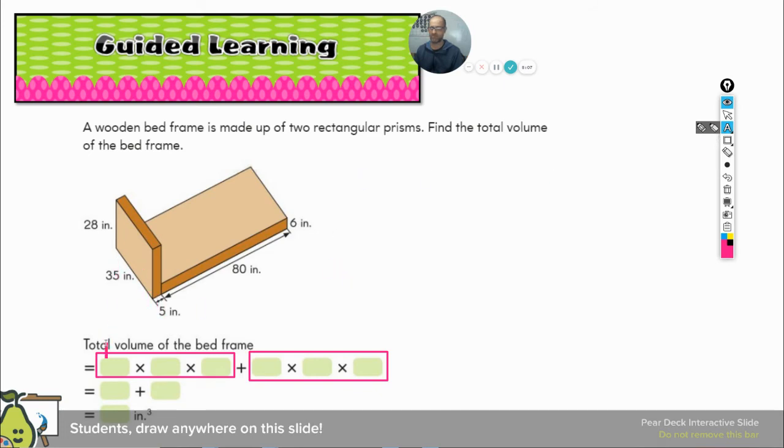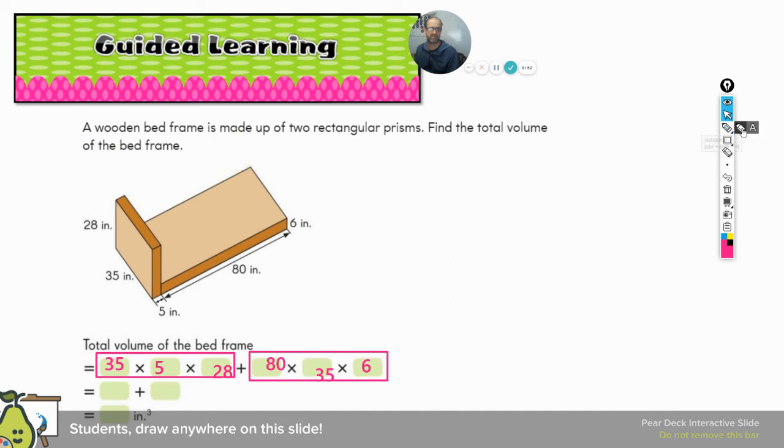Okay, let's do the headboard, which would be 35 by 5 by 28, and 80 by 35 by 6. Ooh, I think I can do that one in my head. 35 by 6 is, 35 times 2 is 70, and 3 of those is going to be 210. And calculator. Again, it's late. My brain's running out. Let me pause it and punch some numbers.